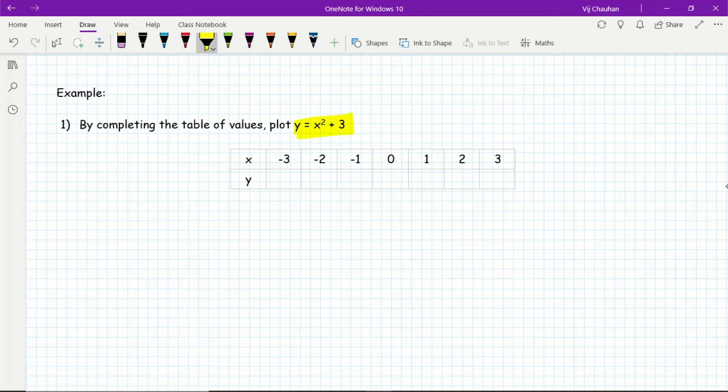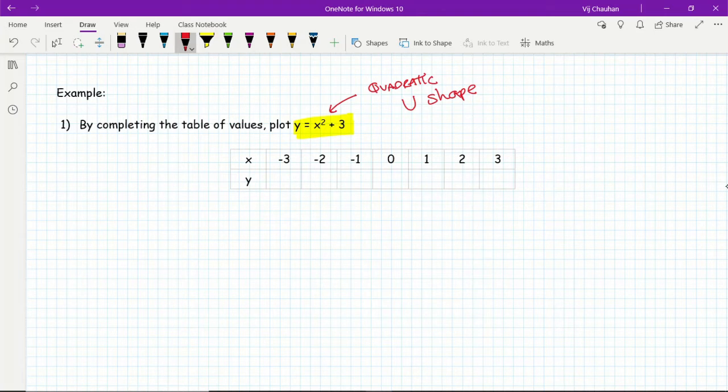Now straight away I know from this equation that it's quadratic. How do I know it's quadratic? Because the highest power of x is x squared. And I also know that as my x squared is positive, it's going to be a U shape. So I've already got an idea of what my graph should look like. It's going to be a U shape, and it's going to be quadratic, a parabola.